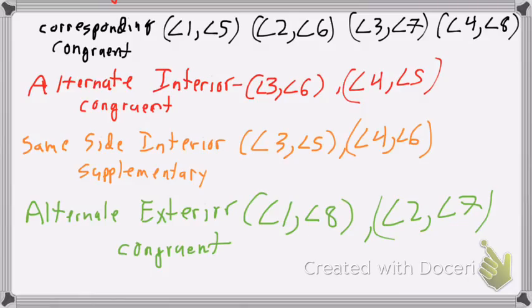So corresponding angles are congruent when the lines are parallel. If parallel lines are crossed by a transversal, alternate interior angles are congruent. If two lines are parallel, then same side interior angles are supplementary. If two lines are parallel, then alternate exterior angles are congruent. Okay, so let's look at a problem and an application of this.